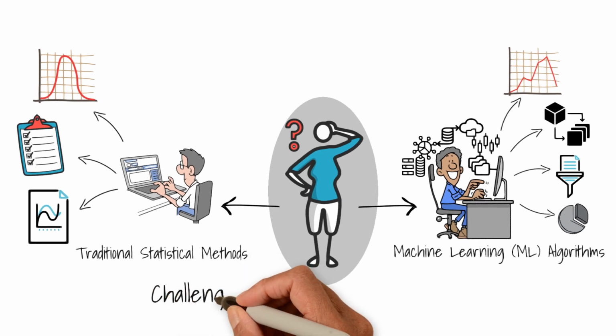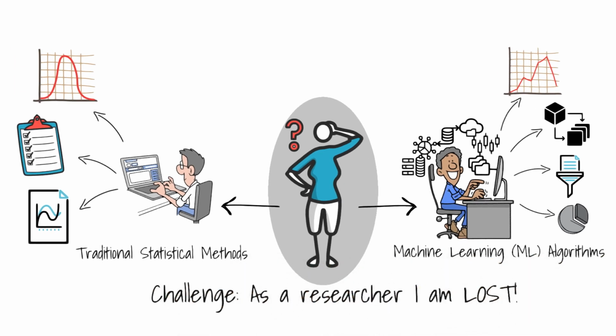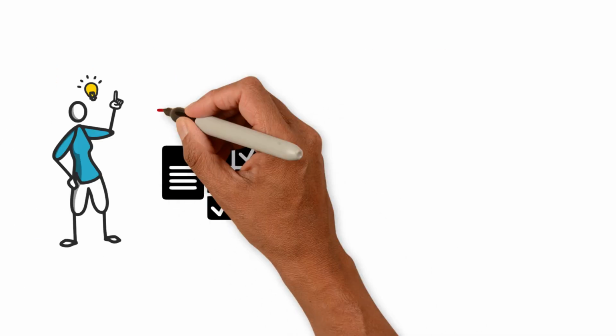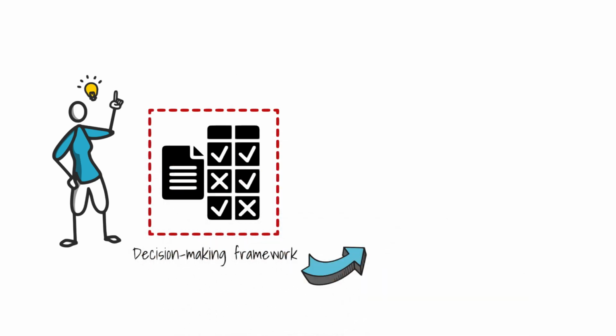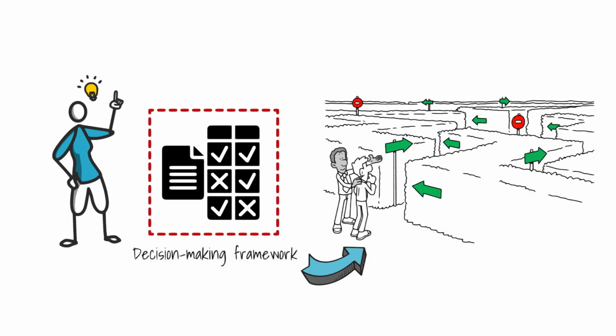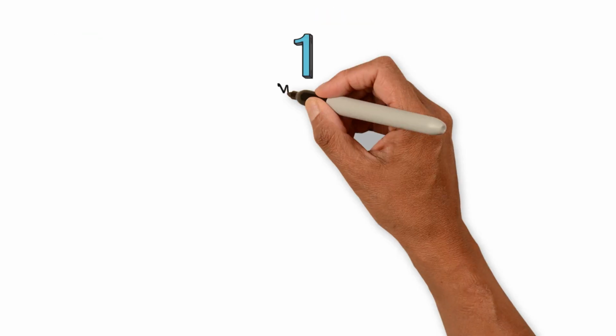The challenge here is that as a researcher, I am lost because there is no guide to help me through this. It would be wonderful if there is a decision-making framework that could help me or a future researcher navigate through this maze of frameworks for developing a prediction model. So how did we do this?